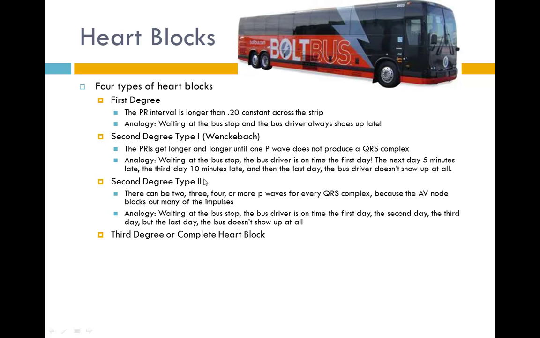So let's talk about type 2 of second degree blocks. There can be 2 or 3 or 4 or more P waves for every QRS complex because the AV node blocks out many of those impulses. So my analogy for these 2, 3, 4 or more P waves for every QRS complex is you're waiting at the bus stop and the bus driver's on time the first day, he's on time the second day, he's on time the third day, but the last day he doesn't show up at all. Again, you lose that QRS complex.